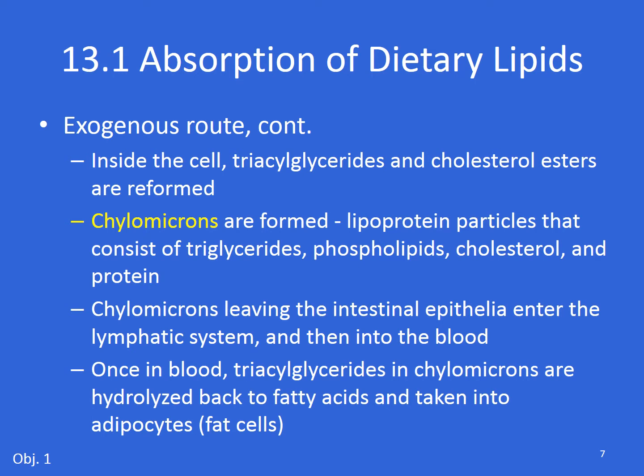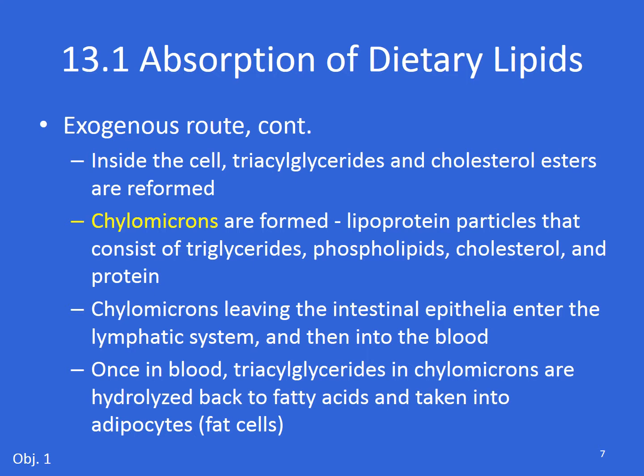So once they're inside the cell, these lipids, probably in the form of triacylglycerides and cholesterol, they're reformed. And these reformed little chunks of fat, these lipid particles, are called chylomicrons. A good way to remember this is maybe chyme, chylo, and then microns are small. So they're small little particles, microscopic fat chunks, so to speak. They've got triacylglycerides, phospholipids, cholesterol, and they're sort of bound together with some protein.